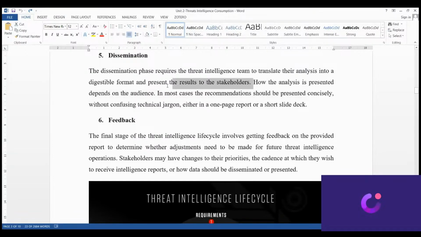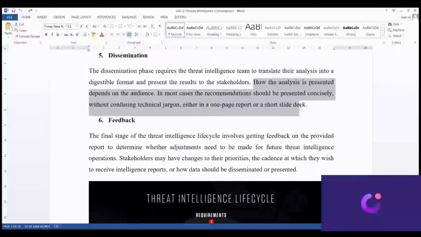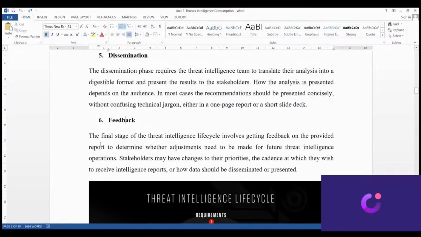How the analysis is presented depends on the audience. In most cases, the recommendation should be presentable and should avoid technical jargon that laymen may not be able to understand. These are only known to you. After you've presented that, you expect the feedback. The final stage of the threat intelligence life cycle involves getting feedback on the provided report to determine whether adjustments need to be made for future threats.